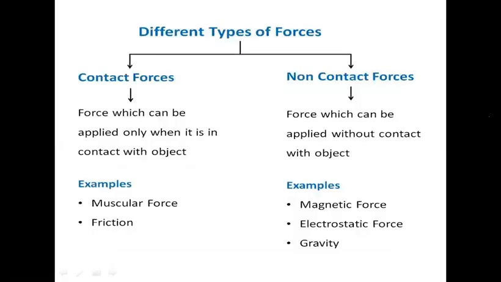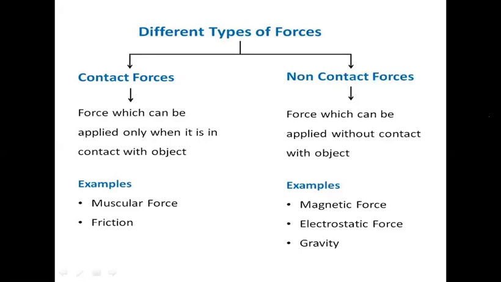Now, moving further, let's discuss the different types of forces. On the basis of the nature of the interaction between two or more objects, force can be classified into two types. First is the contact force, and second is the non-contact force. Contact forces are the forces which can be applied only when in contact with another object. So, in these types of forces, contact between two objects is a necessary condition. Examples of contact forces include muscular force and friction.